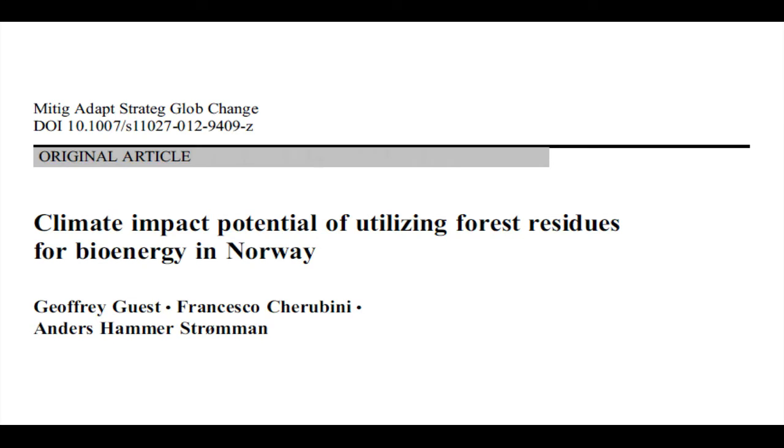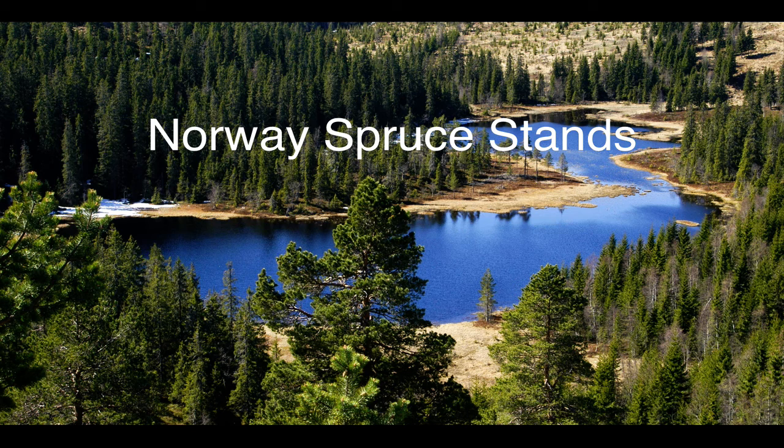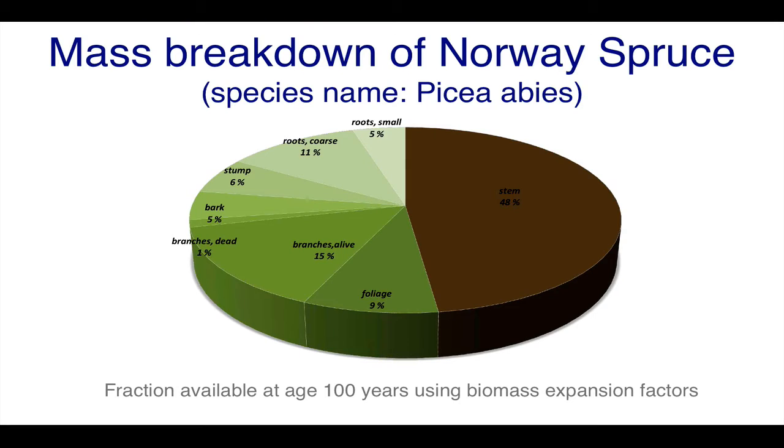So, in this paper, this is actually what we set out to do, entitled Climate Impact Potential of Utilizing Forest Residues for Bioenergy in Norway. And we consider the climate change mitigation potential of utilizing these residues to replace fossil fuel systems. So our case study consisted of several regions throughout Norway where we considered only Norway spruce-dominated stands.